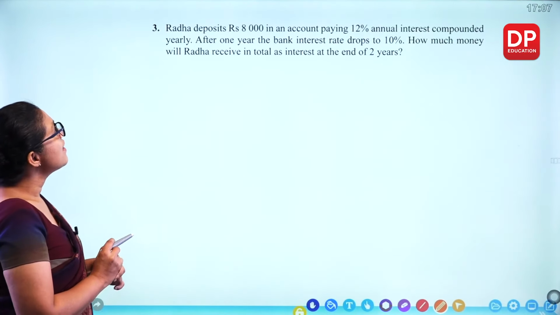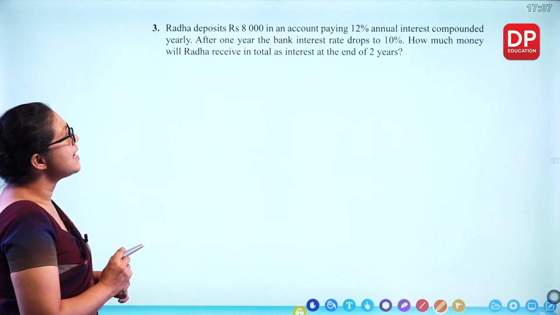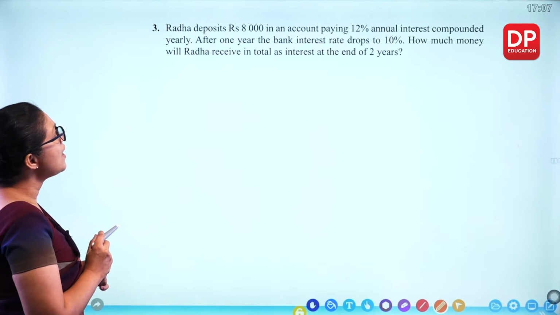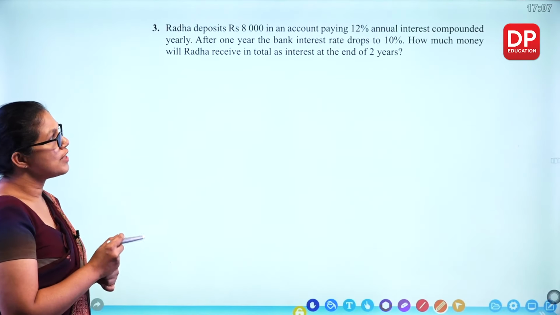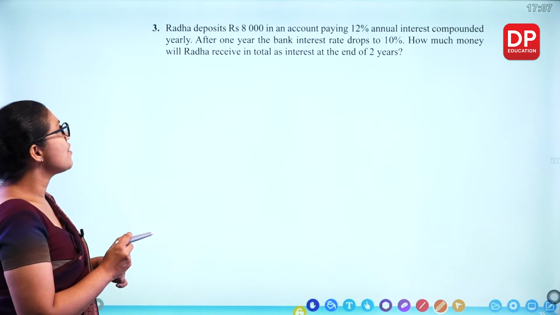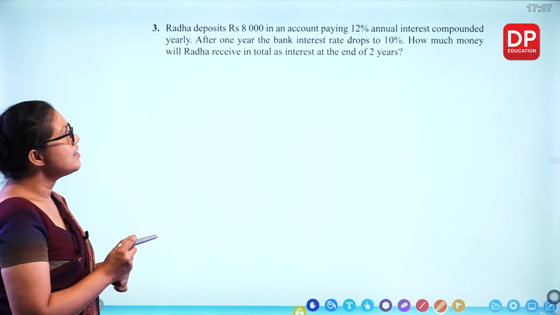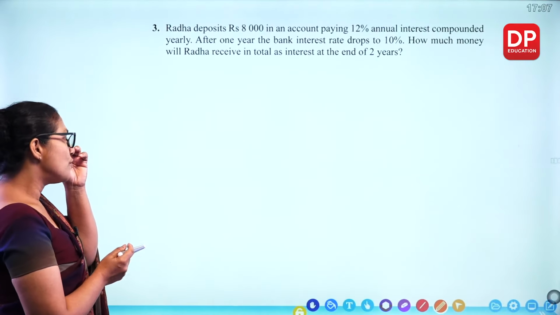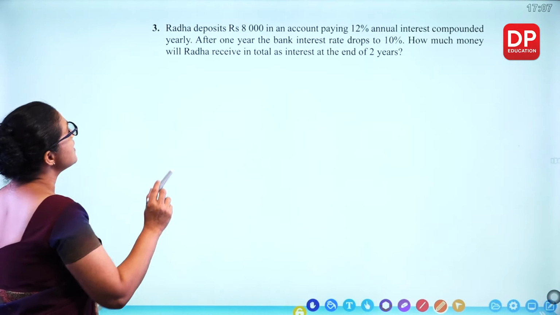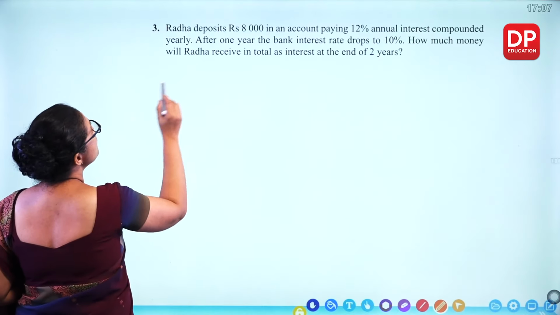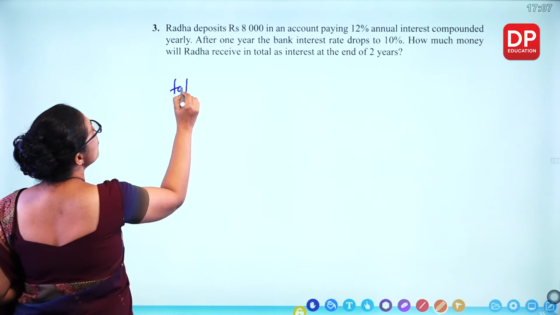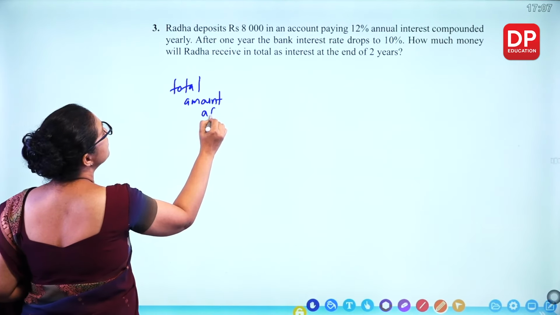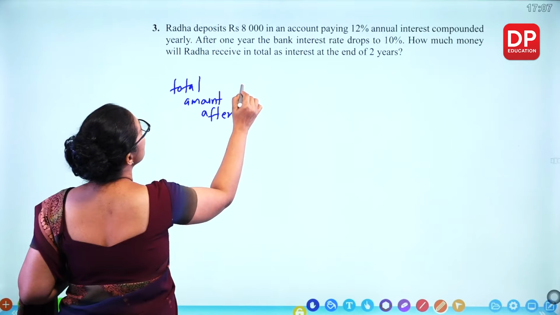Question number 3. Radha deposits 8,000 in an account paying 12% annual interest compounded yearly. After 1 year, the bank interest rate drops to 10%. How much money will Radha receive in total as interest at the end of 2 years? So we'll see. So the first year, what's the amount she is receiving? Total amount after first year.